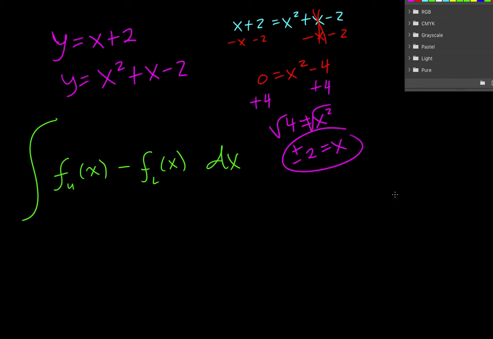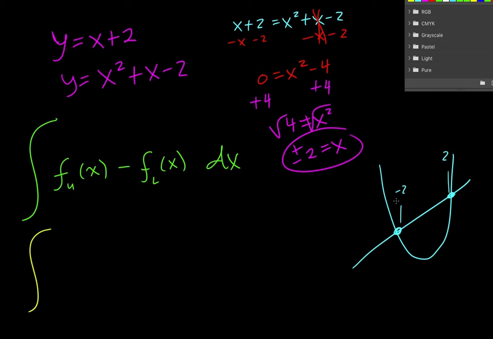Okay, so we have a parabola, we have a line, and they cross. This x value is negative 2, this x value is 2. That's what we just found. So those are going to be our limits of integration. Now, because I know this is a right side up parabola and this is a positive sloped line, I know that the line is above it.